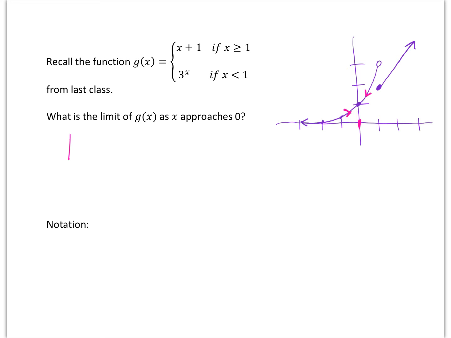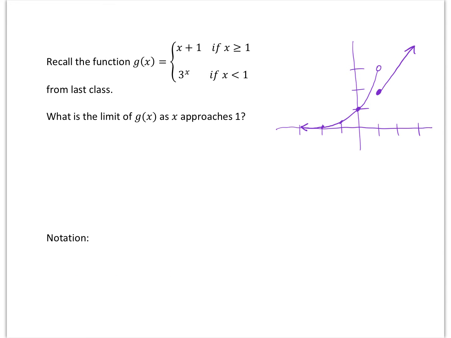The notation we use is the limit as x approaches 0. As the x values get close to 0, the limit of g of x is 1. Same function, but this time I want to know what is the limit as x approaches 1. This one's a little bit trickier because 1 is where I have the discontinuity. Here's x equals 1, and I have this jump here. So let's see if I can approach it the same way.